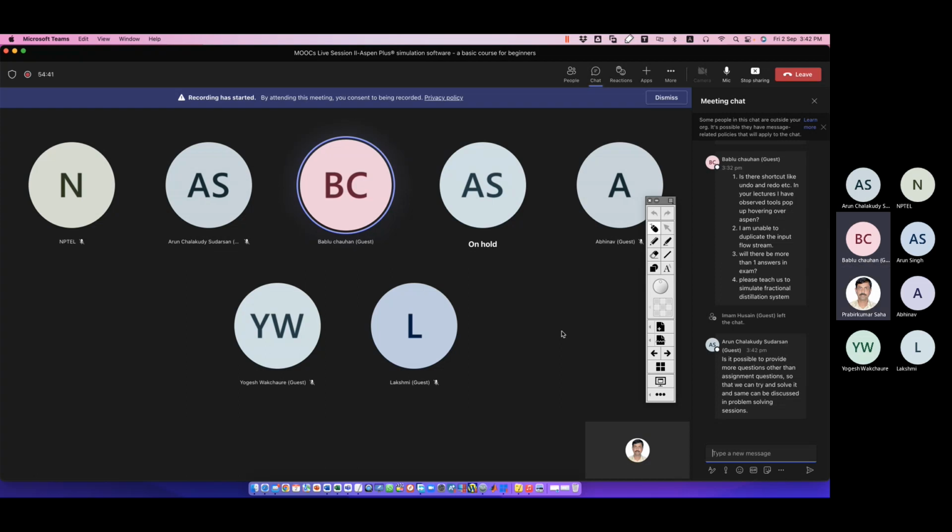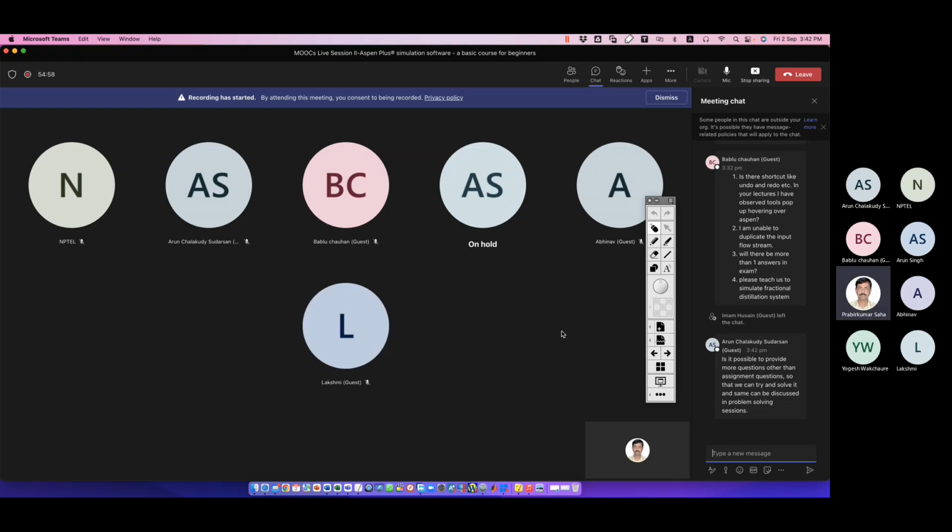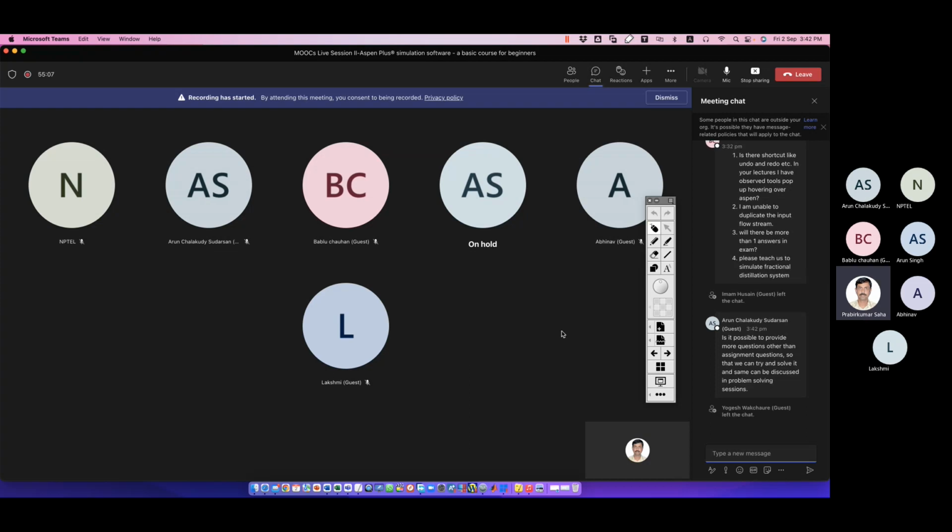Okay, Arun Sudarshan is asking, sir, is it possible to provide more questions other than the assignment questions, so that we can try and solve them and the same can be discussed in problems? Assignments have already been done and given. So I really cannot. For making new questions, I have to put in extra effort. So it can be done one-to-one, not in the forum. I can suggest you some practice books. That much I can do.